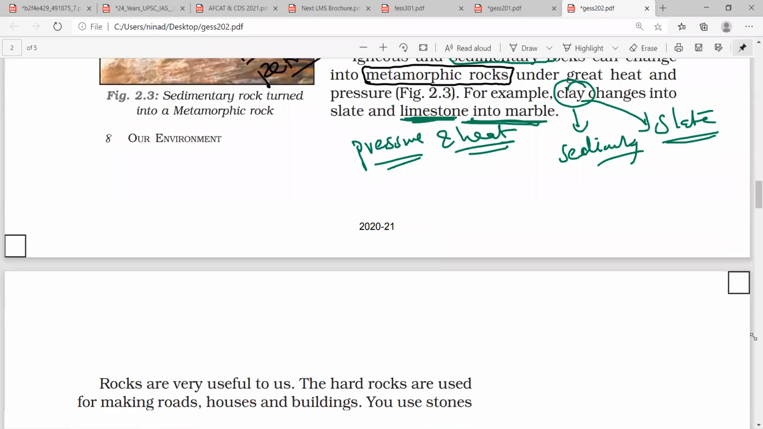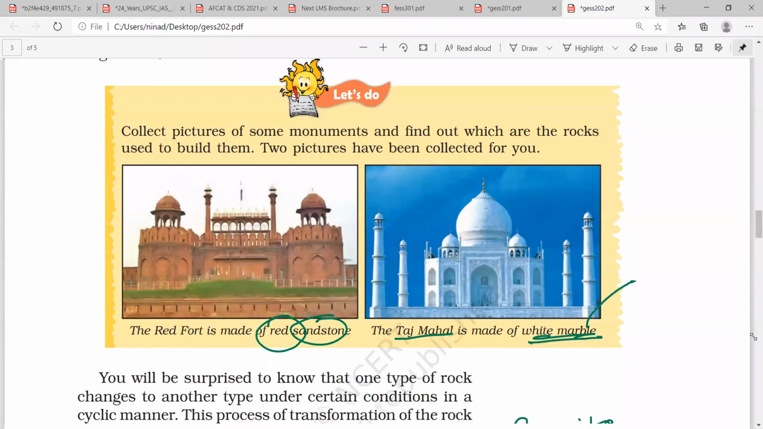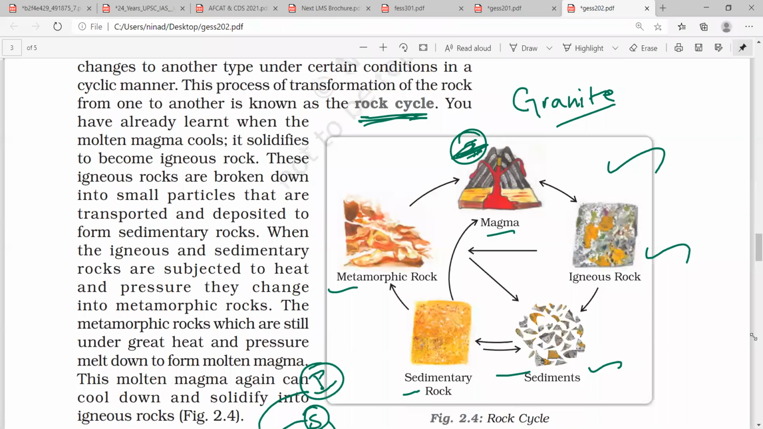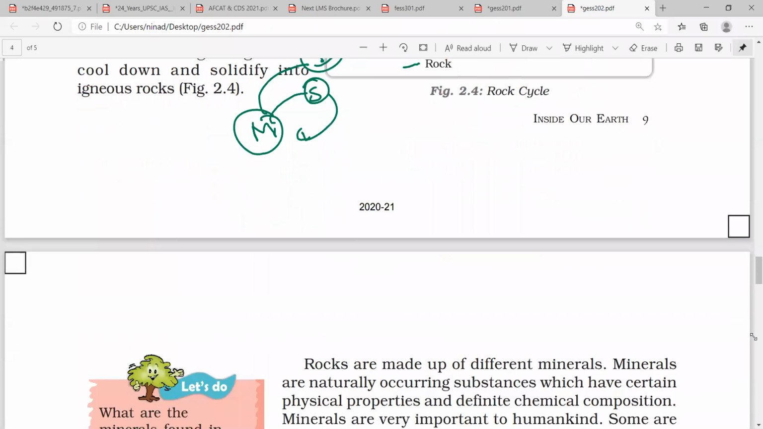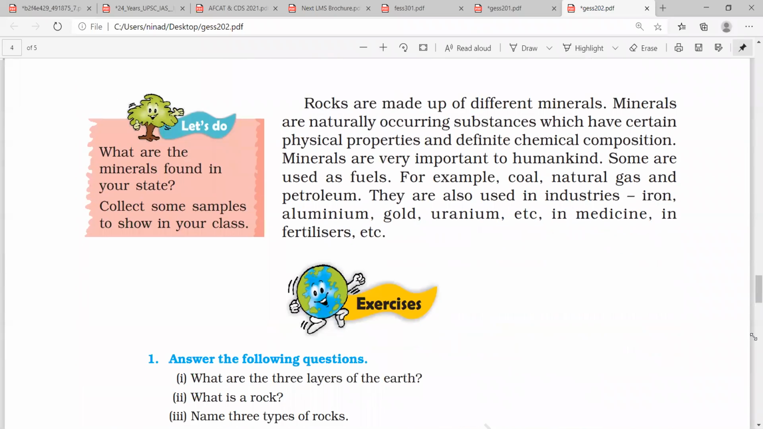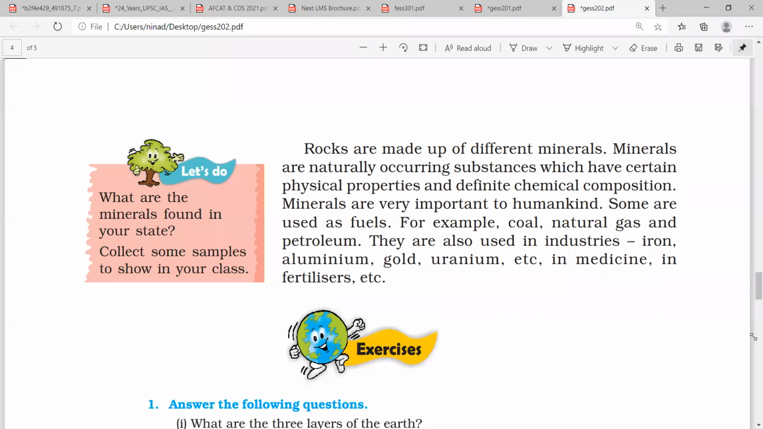Okay. Which rocks have got fossils? Sedimentary. Which rock has got minerals like iron and gold and all? Igneous rocks. Yeah, igneous rocks. Okay, rocks are made up of different minerals. I told you this.